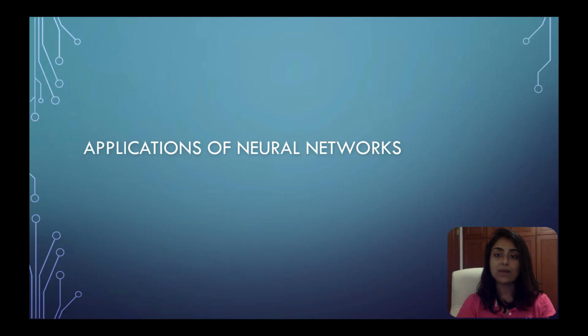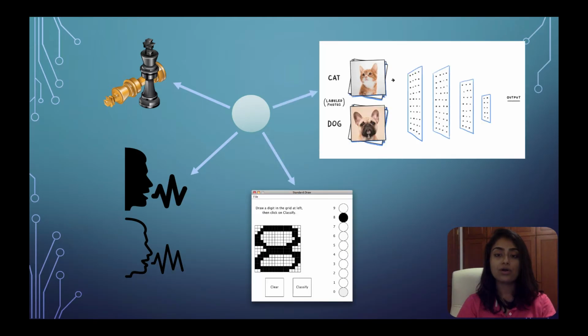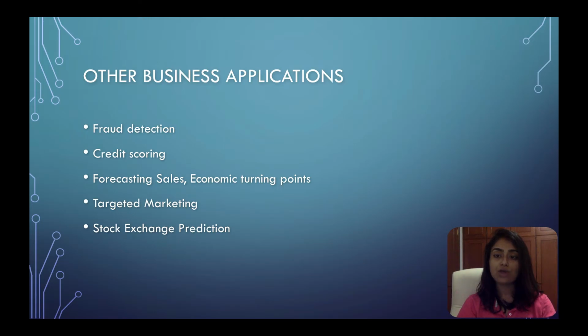Now we look at some applications of artificial neural networks. Computer programmers can train neural networks to be better chess players, or to recognize voices, or to identify text, or classify images. The business applications of artificial neural networks are fraud detection, credit scoring, forecasting sales, economic turning points, targeted marketing, stock exchange prediction, etc.